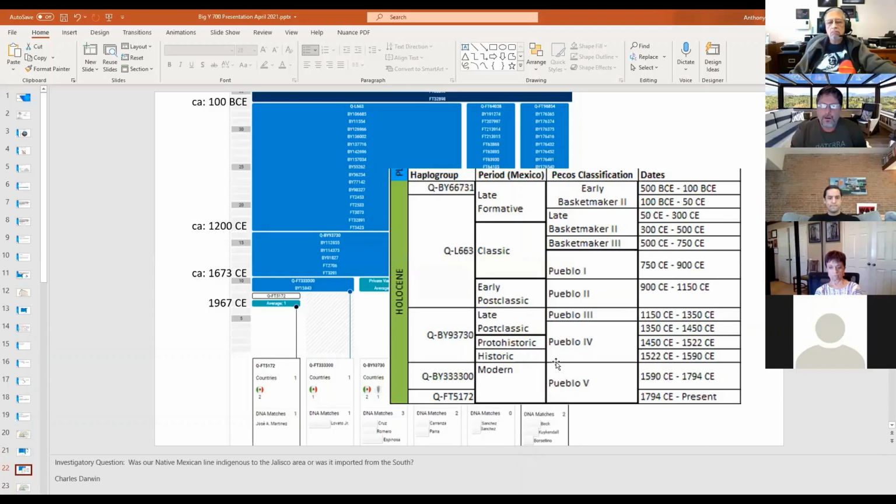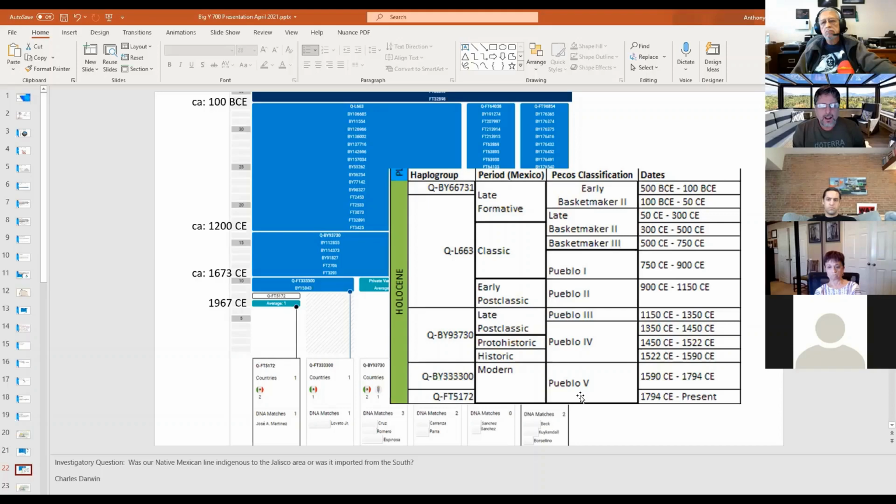I want to know, for example, if I were to break these haplogroups down into archaeology speak, this is the late formative in Mexico, the classic, the early post-classic, the late post-classic, the proto-historic, right? But if he's from the Southwest, maybe he came from the North. Maybe he came down through New Mexico or Arizona down into Mexico. As a matter of fact, if you look at the ancient writings of the Aztecs and the Tarascans, and you ask them, where are you from? They say the North, right?